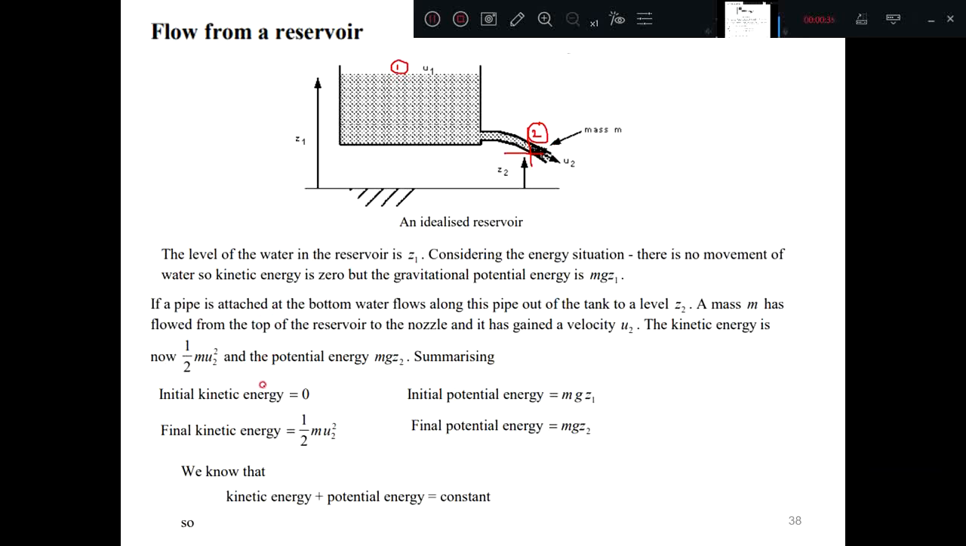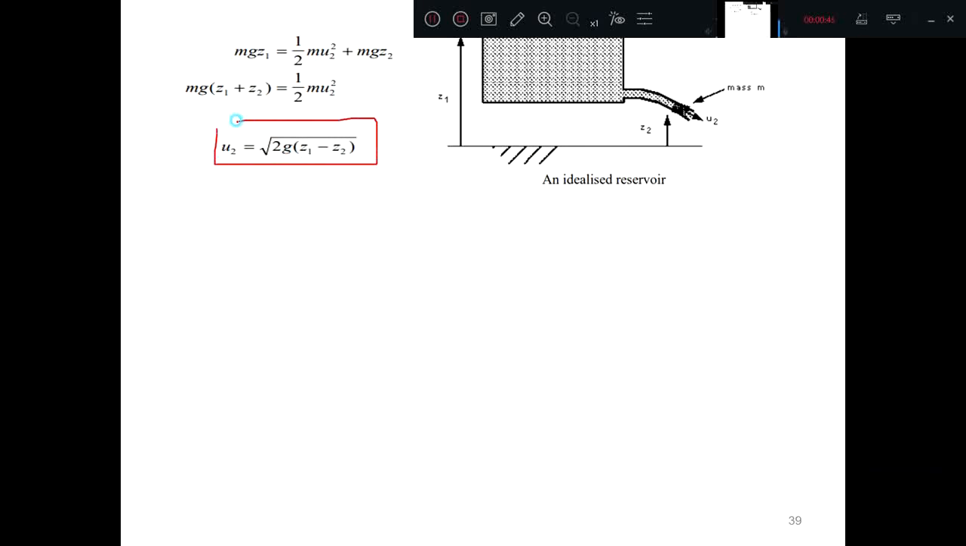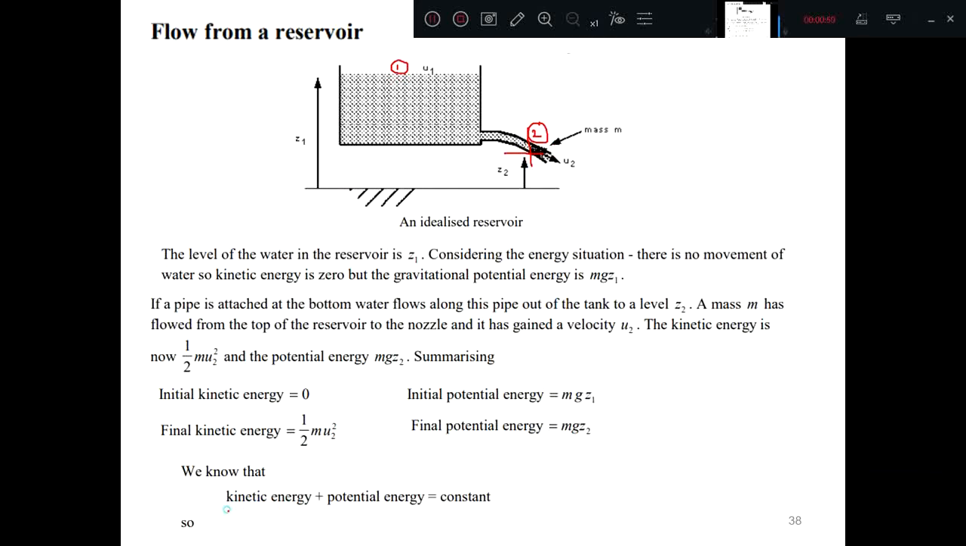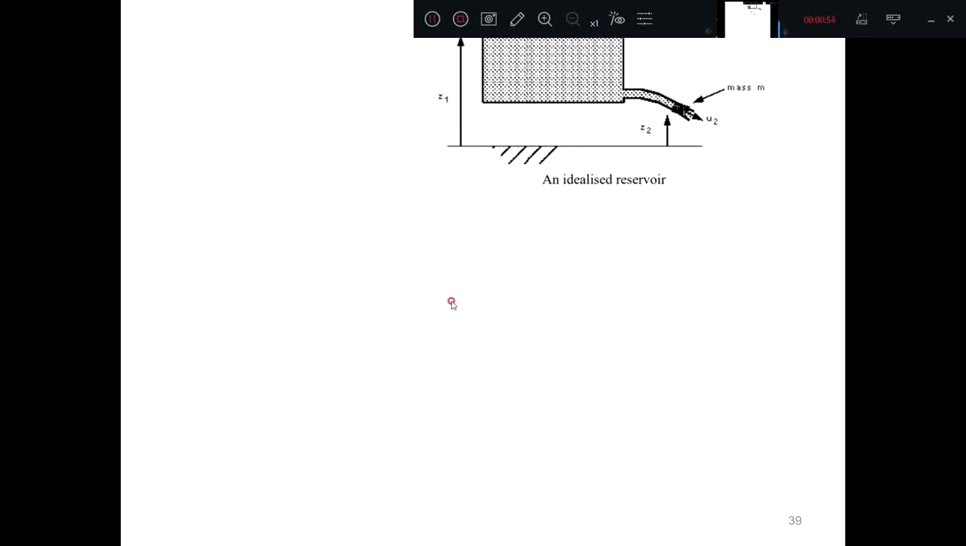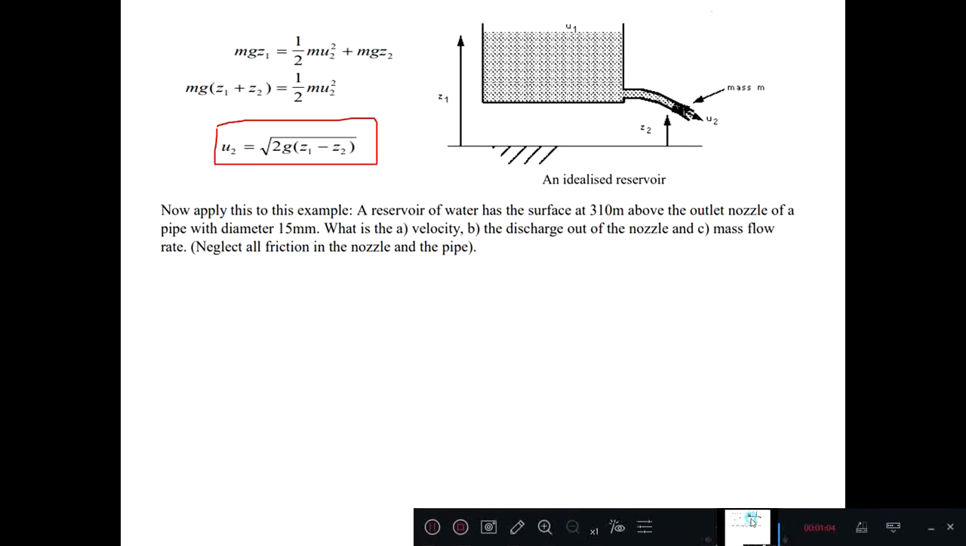And finally we have applied the law of motion. So finally, this is the equation we have got. We have applied this equation, that is kinetic energy plus potential energy equal to constant, and we have got this one. So now apply this to this example. Let us take one example here.